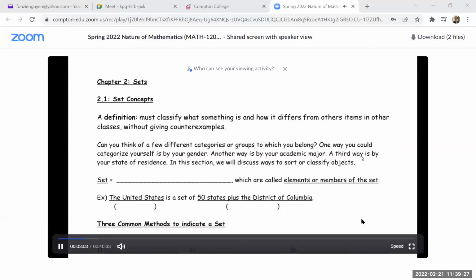So here's the definition of a set. A definition must classify what something is and how it differs from other items and classes without giving counterexamples.